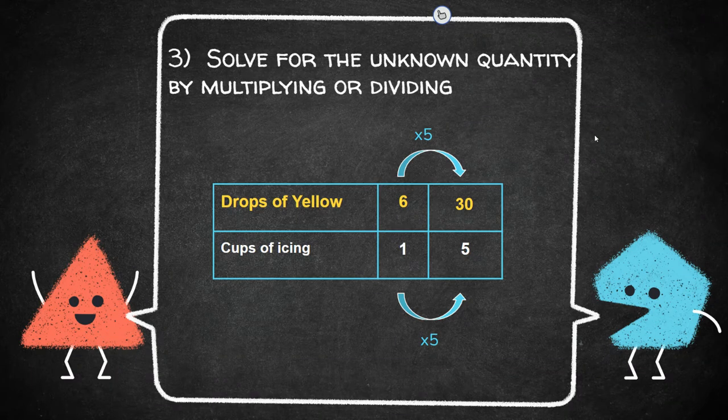And this is a very simple ratio table, but it looks kind of like equivalent fractions, doesn't it? How would you go from 1 to 5? Times 5, do the same to the top. 6 times 5 is 30, 30 over 5, or in this case, 30 drops of food coloring for every 5 cups of icing.